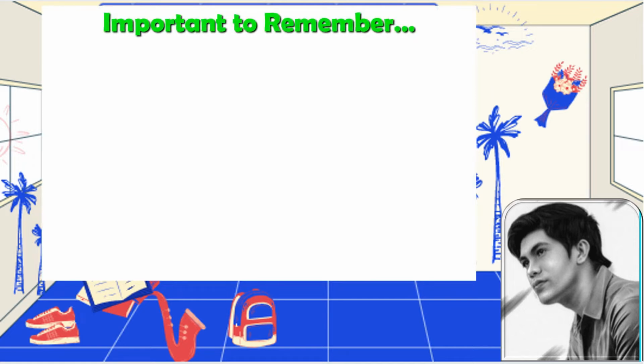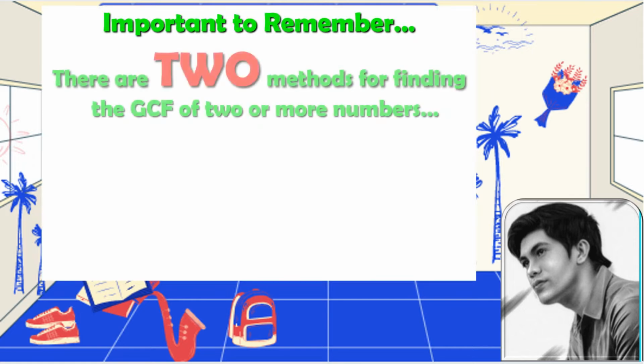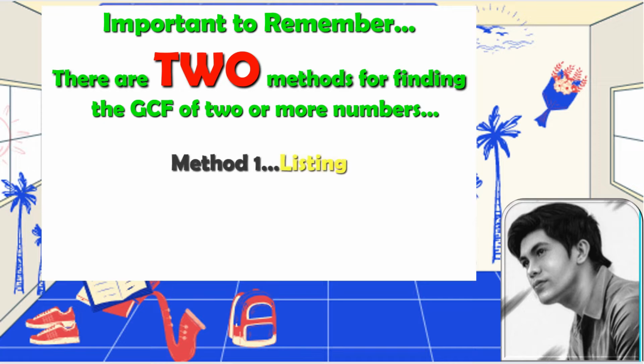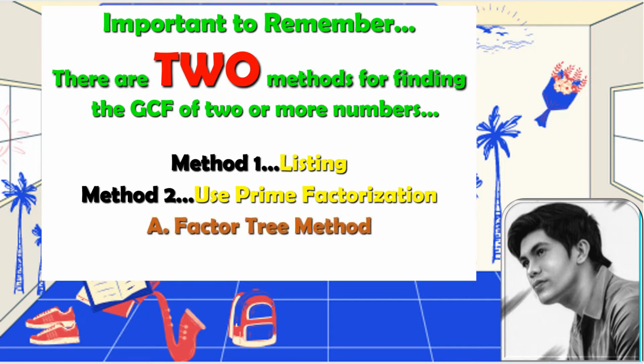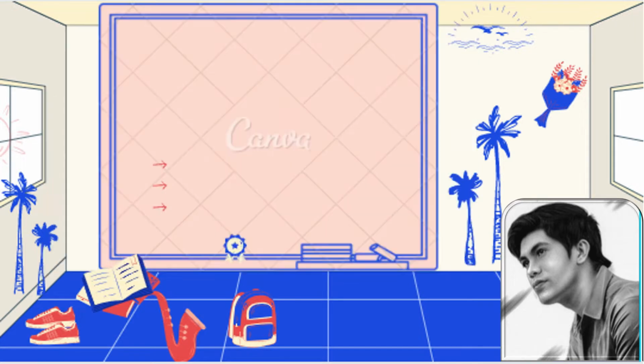It's important to remember in this lesson that there are two methods for finding the GCF of two or more numbers. The first method is listing, the second one is prime factorization. And in prime factorization, we use two ways to find the GCF. First, the factor tree method. The second one is the continuous division method. Let's begin.